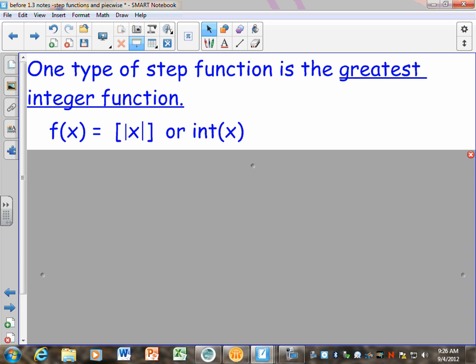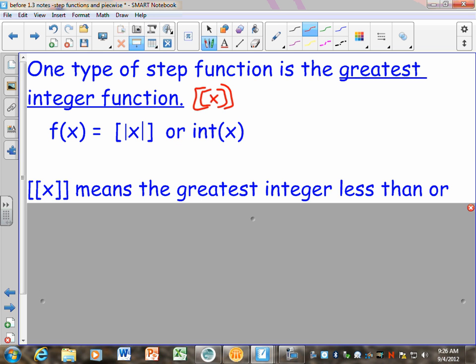The Algebra 2 book always shows it like this, or sometimes they even show it just with 2 brackets, not the straight lines. The pre-calculus and the calculus book just write this. They write int for greatest integer, and then they just put parentheses and then the function in there, x. So it's definitely a new kind of function that we haven't seen before. And it has its own little definition here.